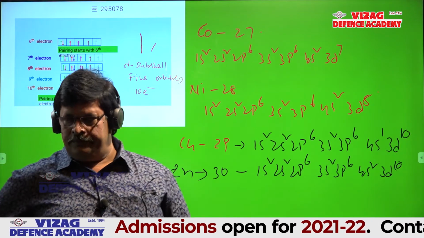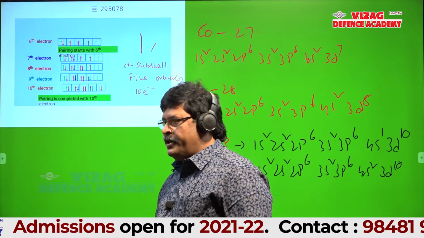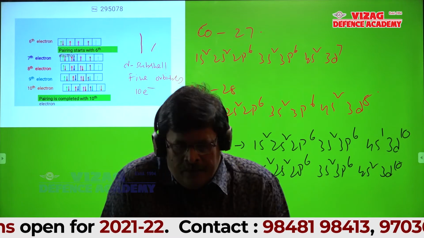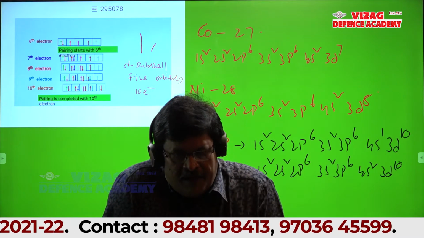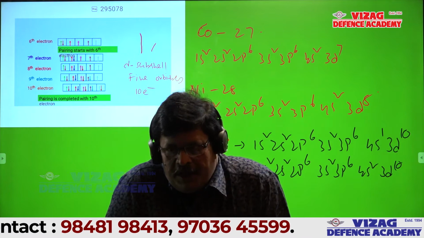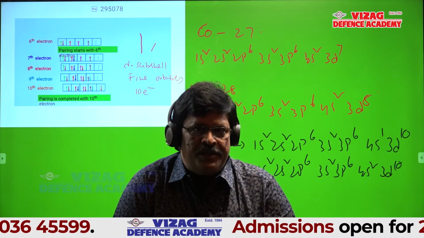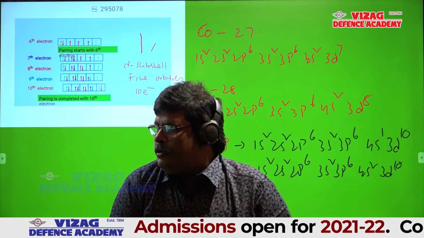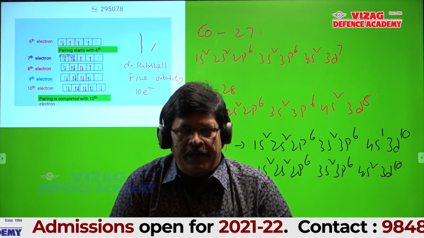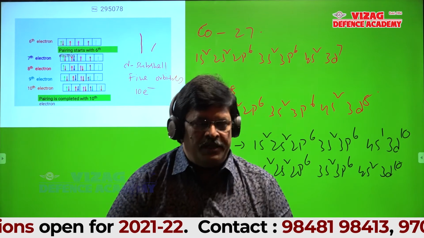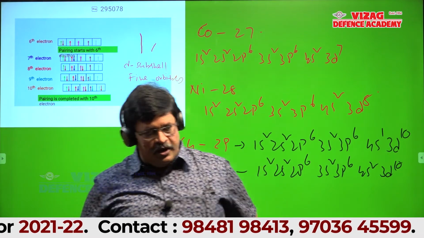4s2 3d10. Students, go through all. Today, after your classes, better in the afternoon session, you practice one more time the 1 to 30 elements' electronic configurations. And you go through the rules to be followed in writing electronic configuration, that is Aufbau principle, Pauli principle, and Hund's rule.